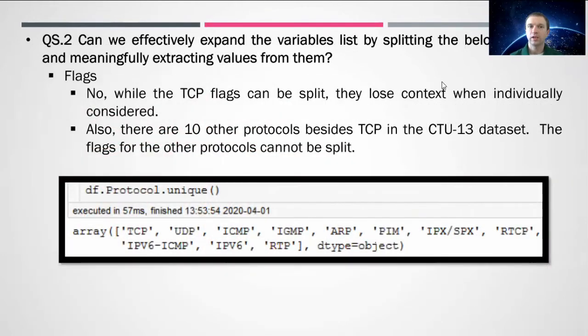So in question 2, we asked whether or not we could effectively expand the variable list by splitting some of the variables and meaningfully extracting values from them. First, we looked at flags. Those are the actions that protocols are taking during the transmission.